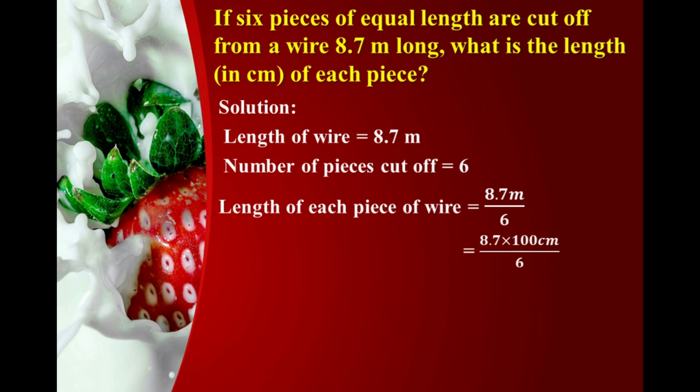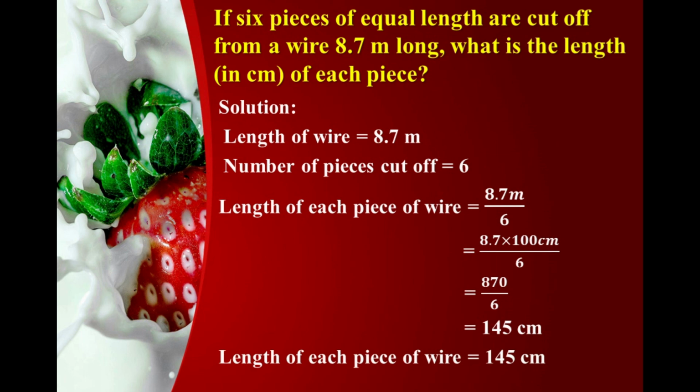8.7 into 100 centimeter by 6. We get 870 by 6. On dividing 870 by 6, the answer is 145 centimeter. So, the length of each piece is 145 centimeter.